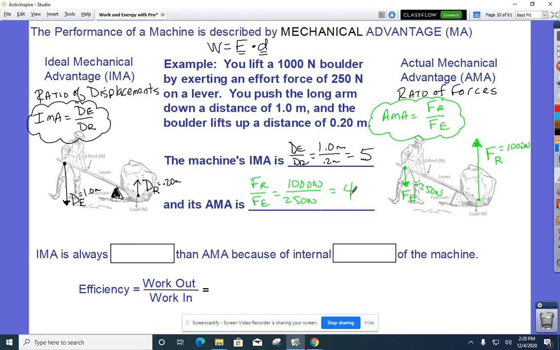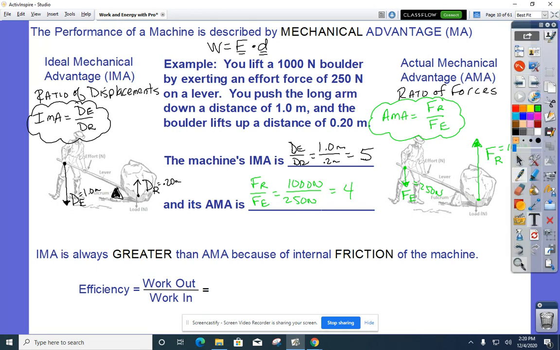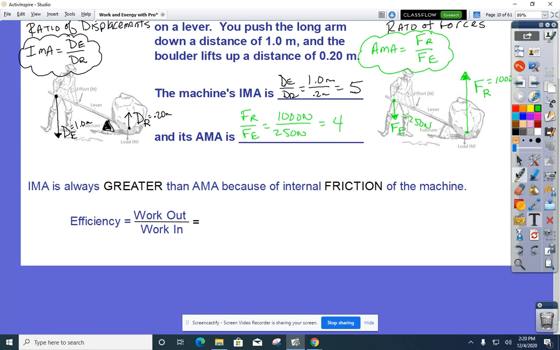Let's see how we can define that here. Now, IMA is always going to be greater than the AMA because of internal friction of that machine. And so we never get as much work out as we put in. Let's go ahead and see if we can't come up with an equation for that efficiency, and you see how it's related to these IMAs and AMAs. Work out, let's go ahead and use some of our color coding up here.